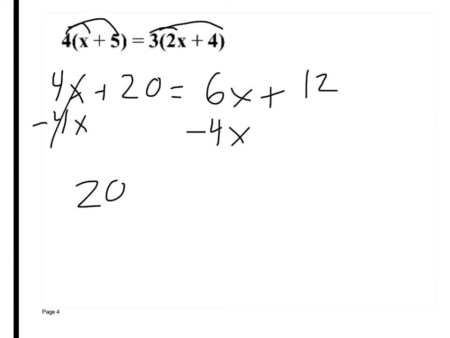Over here I have 20. On this side I have 2x because I add, or in this case subtract, the numbers in front. 6 minus 4 is 2. And then the 12 is left over. So I subtract 12 from both sides to get x by itself.